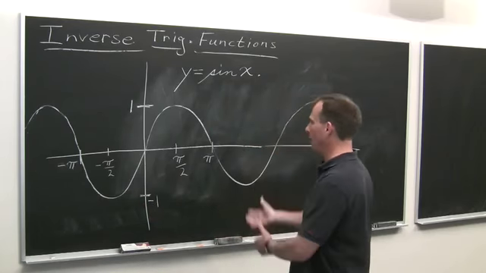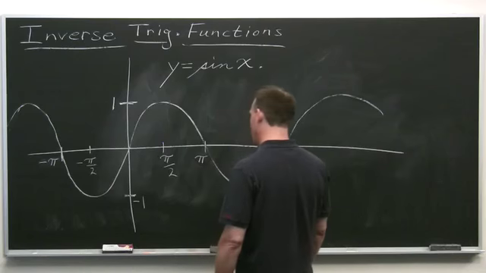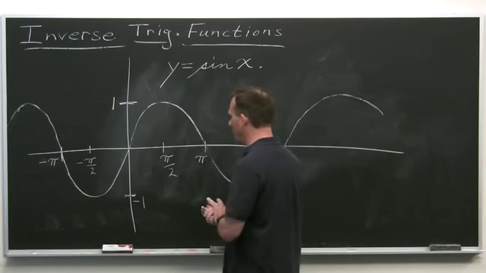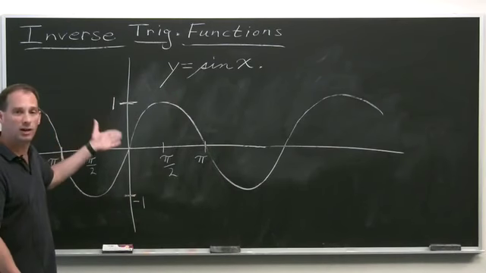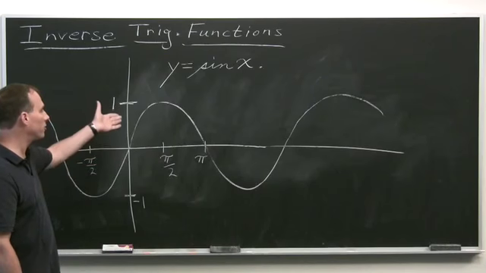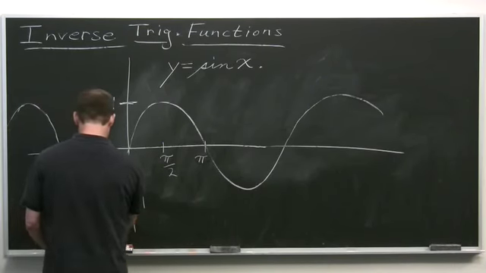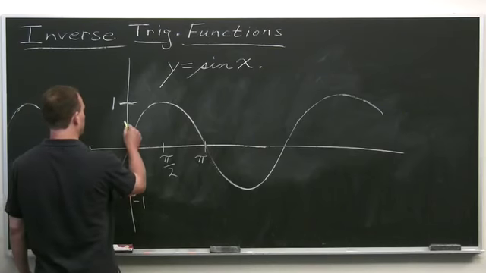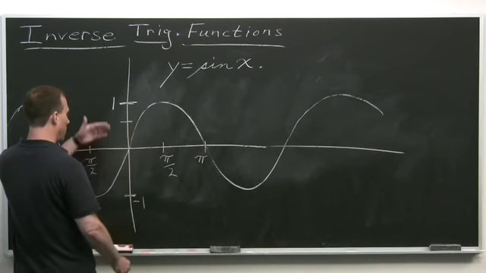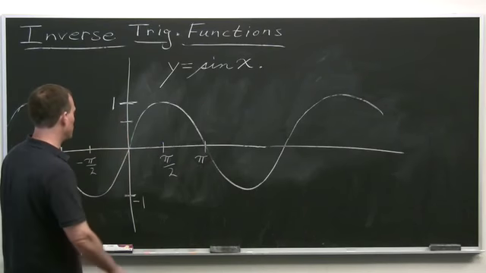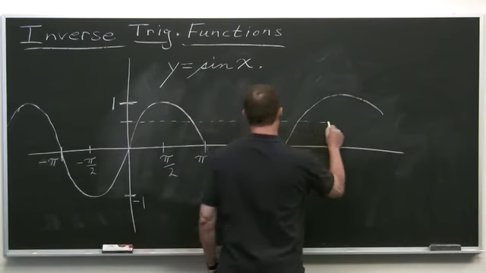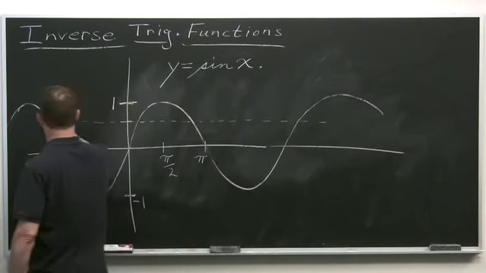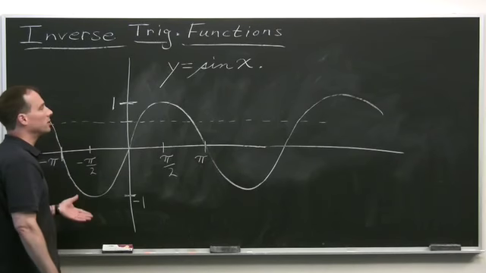So I've cheated. I have a sketch of the graph of sine already on the board. This function is clearly not invertible. It fails a horizontal line test kind of spectacularly. Horizontal lines between 1 and -1 would hit the graph an infinite number of times because the function is periodic. So there's no way this has an inverse.